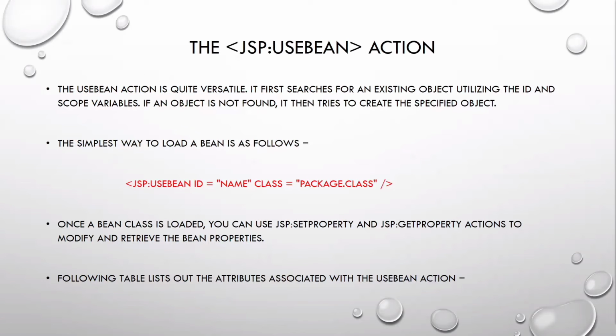JSP useBean action. The useBean action is quite versatile. It first searches for an existing object utilizing the ID and scope variables. If an object is not found, it then tries to create the specified object. The simplest way to load the bean is as follows. Once the bean class is loaded, you can use the JSP setProperty and JSP getProperty actions to modify and retrieve the bean properties. The following table lists out the attributes associated with the useBean action.